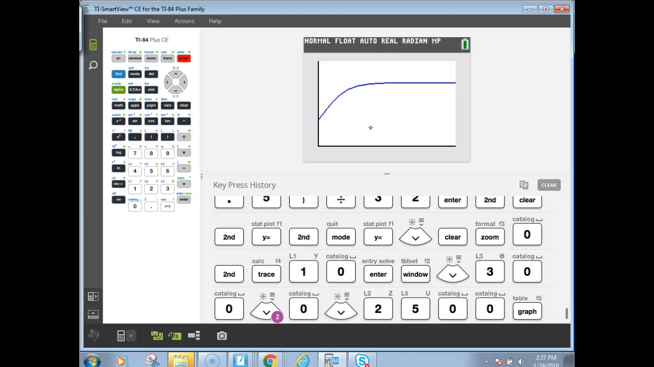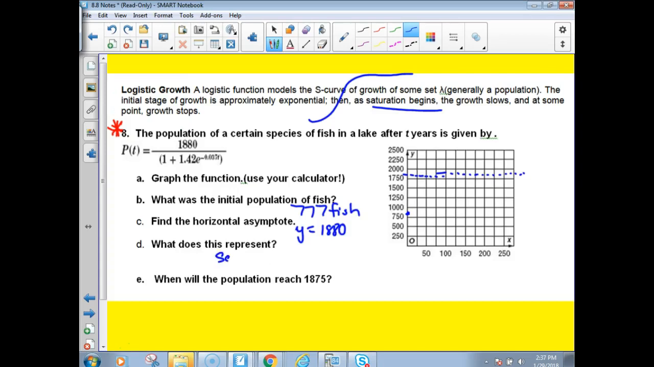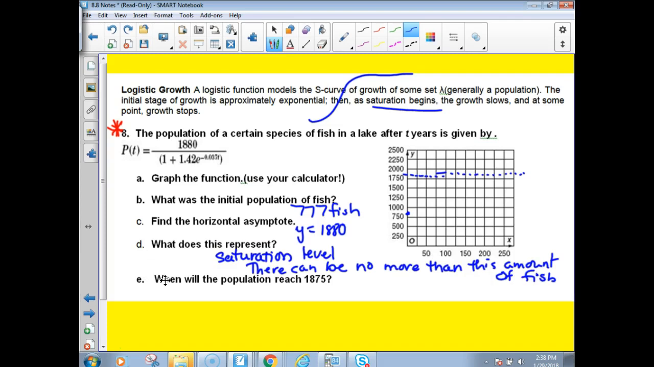Now we have one more question. It says, what does this 1880 represent? And we said it was the saturation level. There can be no more than this number of fish. You will need to be able to explain what that means.